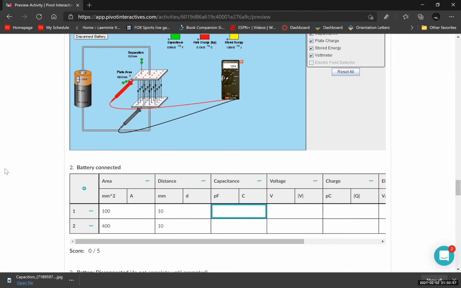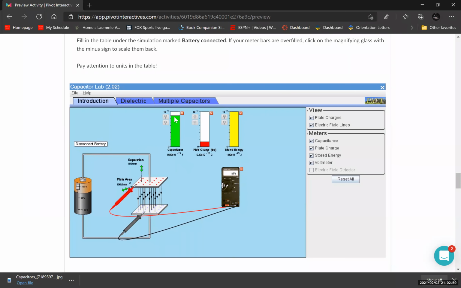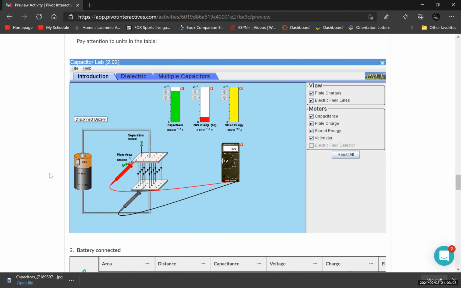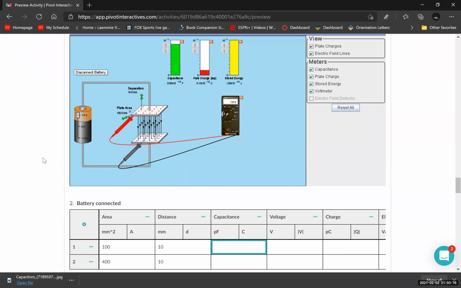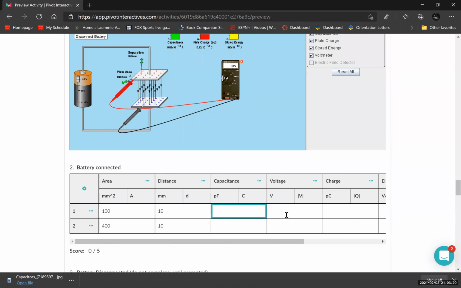So what is the capacitance? The capacitance you can see, this green bar. So it's 0.89 times 10 to the negative 13. That means you just basically write it down in terms of picofarad. So convert that into picofarad. So, basically it will be 0.089 picofarad. And then the voltage.